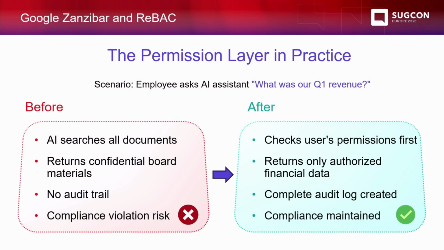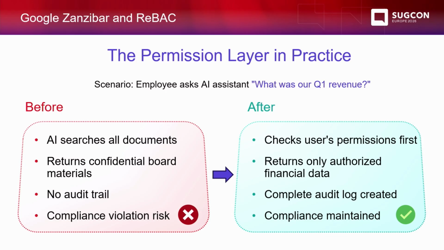So, how does the authorization layer work in practice? Let's say, for example, an employee asks an AI assistant, what is our revenue for the first quarter? Without any authorization layer, the AI searches all documents that it has access to. Of course, it can return some confidential information. There is no good audit for this, and of course, it creates compliance violation risks. With an authorization layer, we can check the user's permissions for these documents at any time and return only authorized data.